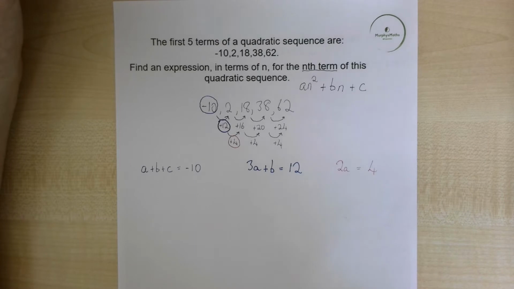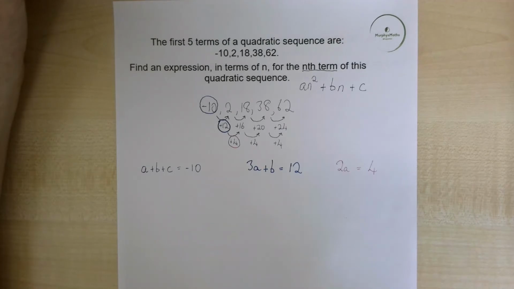You will always use a plus b plus c, and that will always be equal to the first term in the sequence. You will always use 3a plus b, and that will always be equal to this first difference here. And finally, you will always use 2a, and that will always be equal to the second difference down here. So we're using the first number in each row every time.